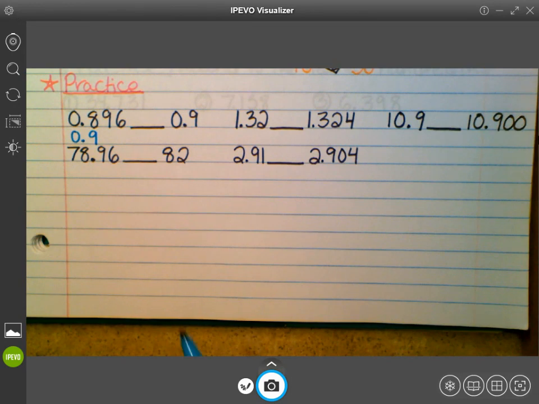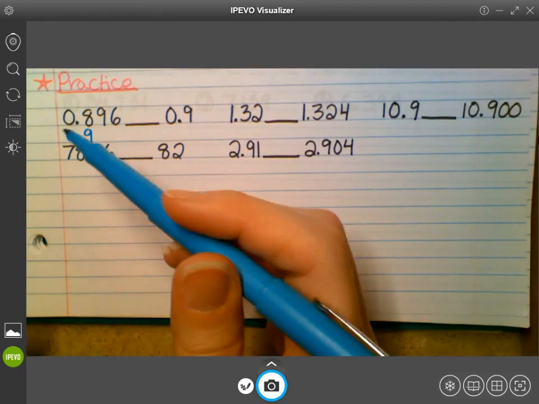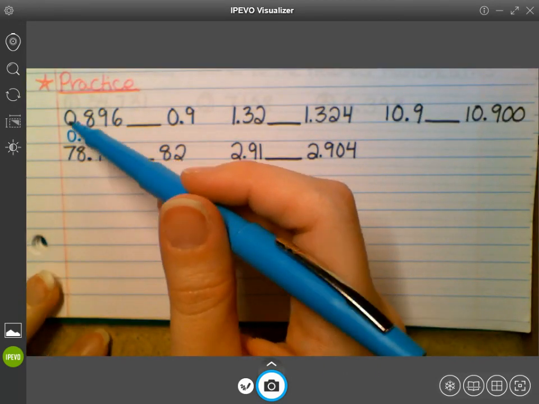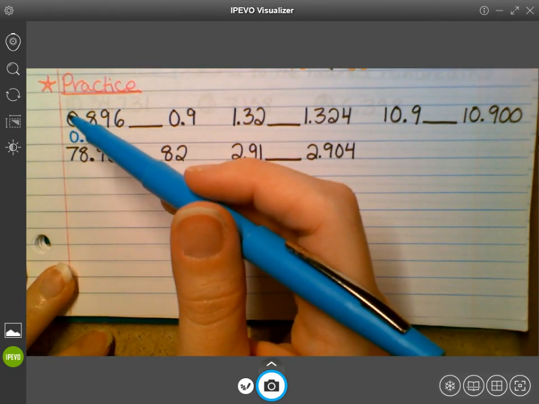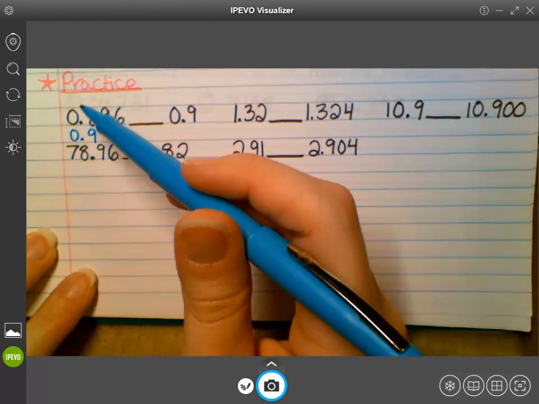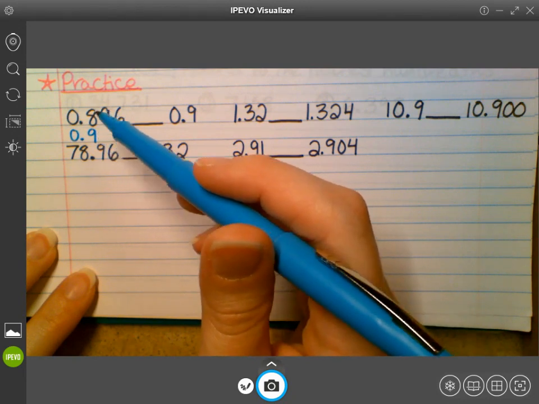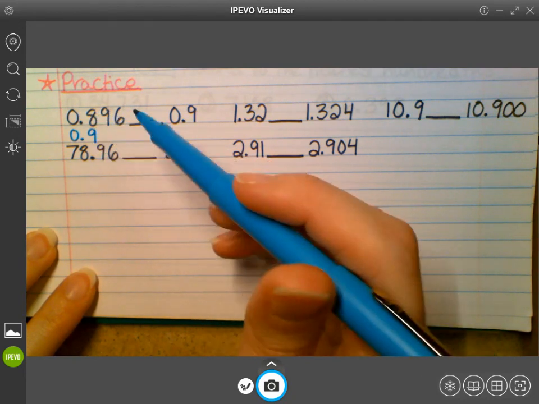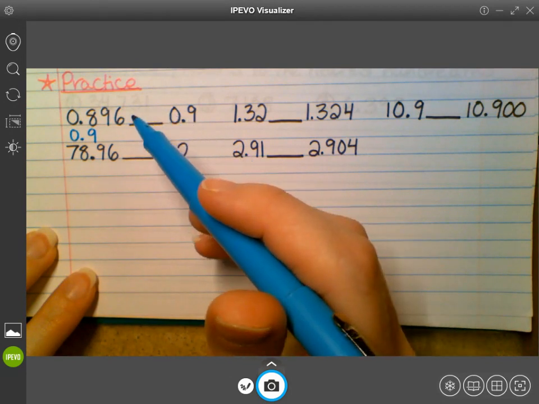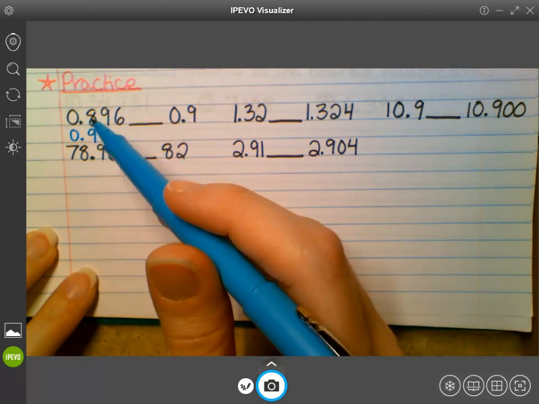All right. Then I'm going to compare. Do we have the same number in the ones place? Yeah, it's a tie. There's a 0. Then the tenths place, are they the same? No. Which one's larger? The 9. So 9/10 is larger than 0.896.